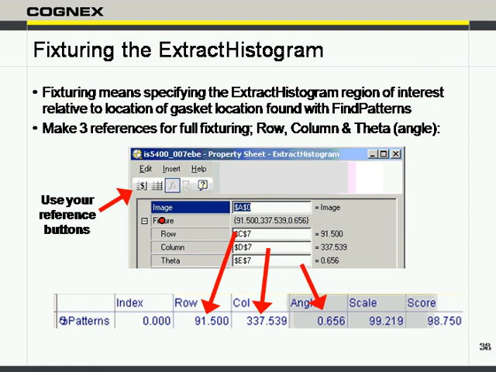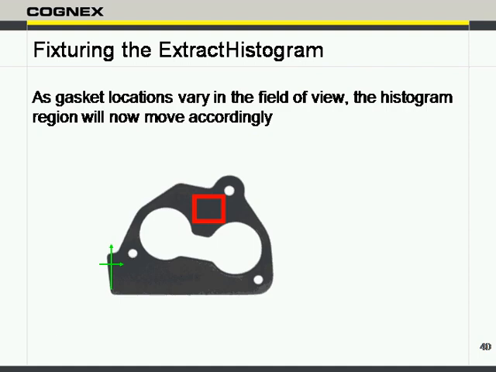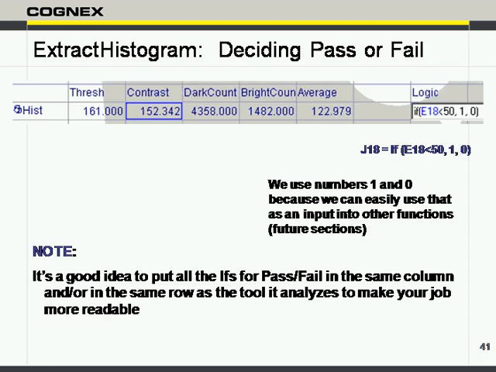Under the fixture tool right here, we have row, column, theta, which is the same thing as row, column, angle. And so we're going to be able to indicate these numbers by referencing these cells within that function itself. Okay? So let's take a look. Once we've done that, then we have the crosshair, and as it moves, it will then move accordingly with it.